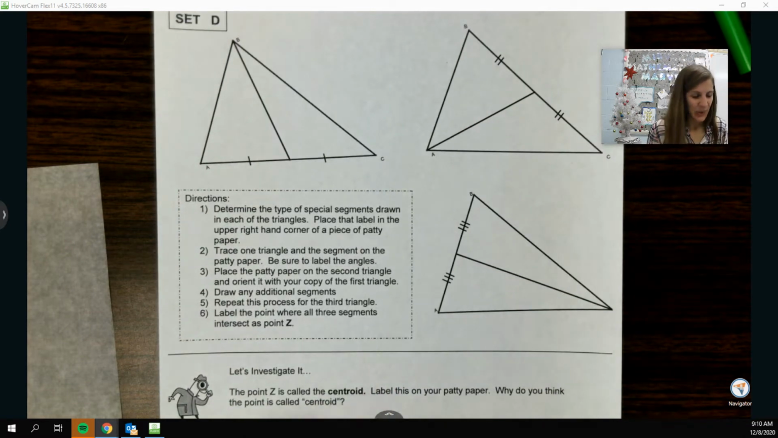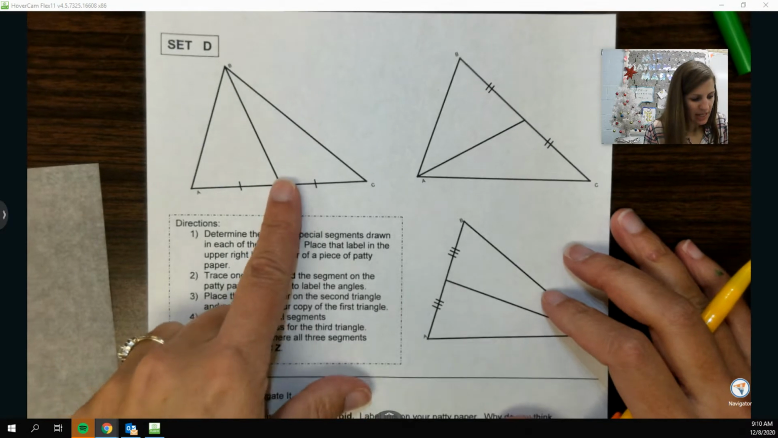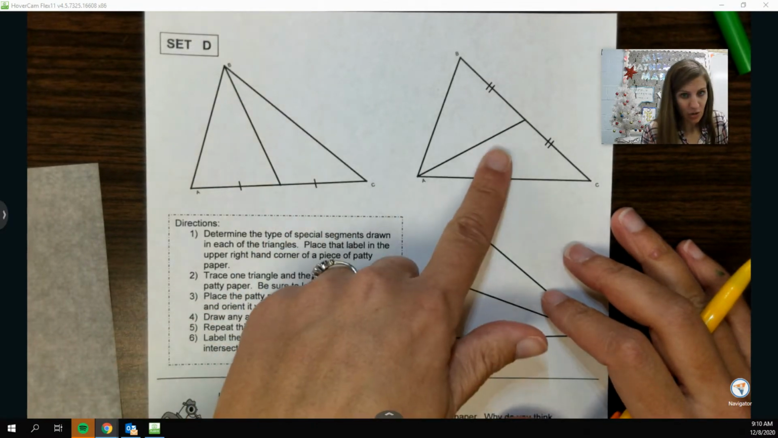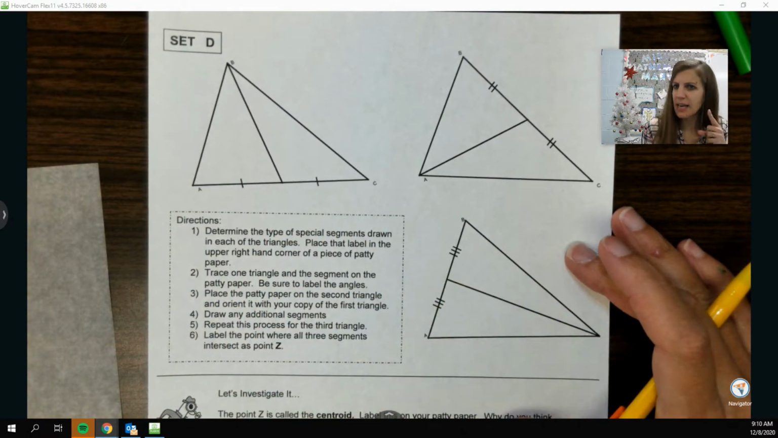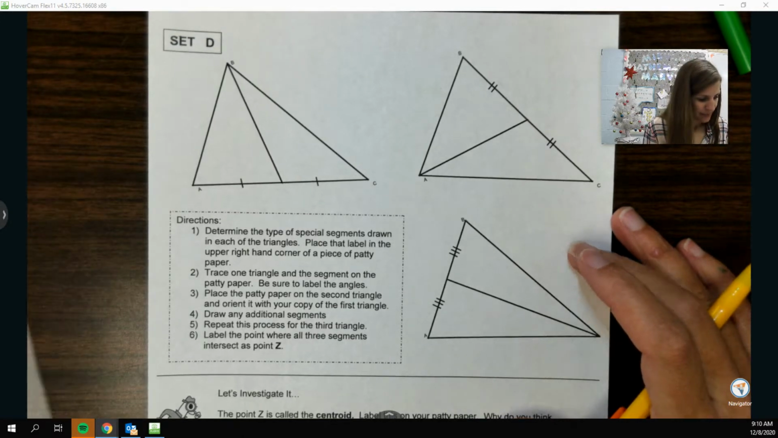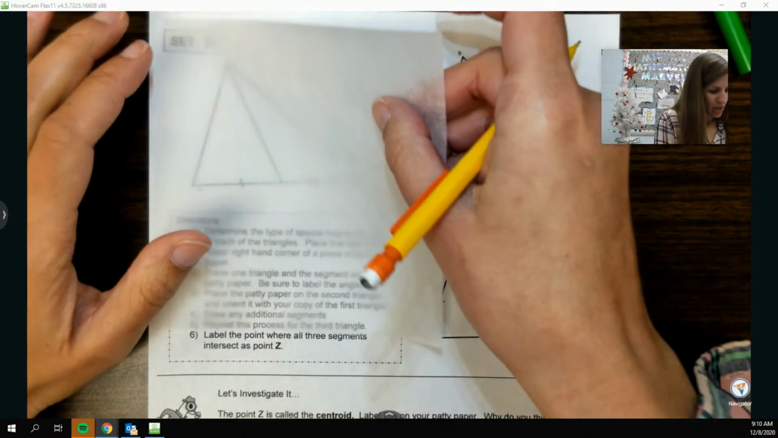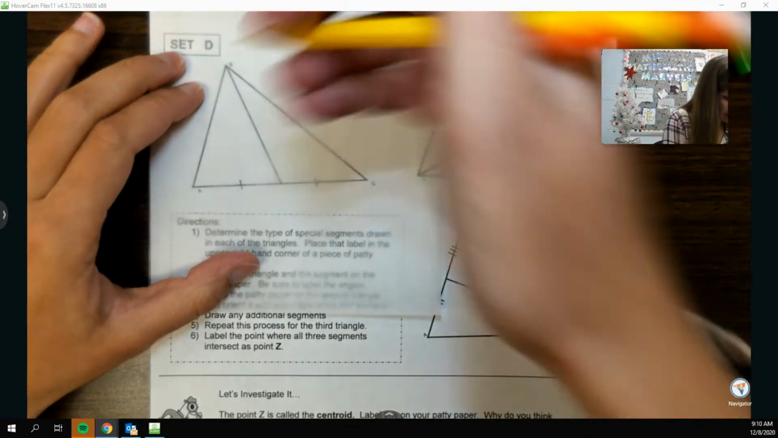All right, last one. So in set D, again, we want to take a look at the line segments that are being drawn in each of these triangles and think about what are those line segments called? So that's the first question. Now we want to trace over our triangle just as we've done every time.